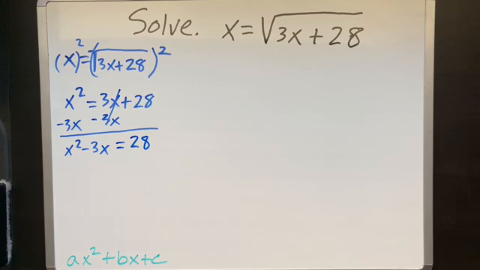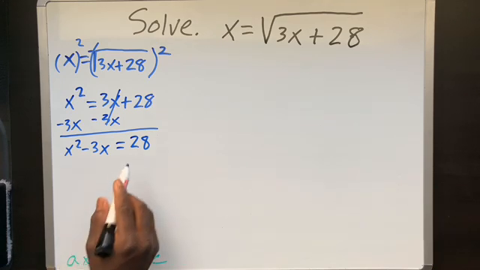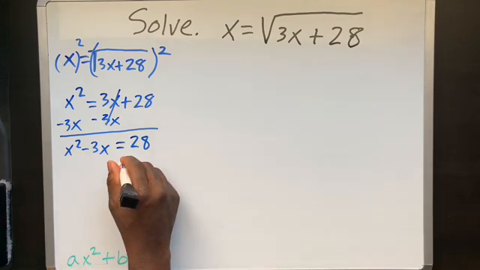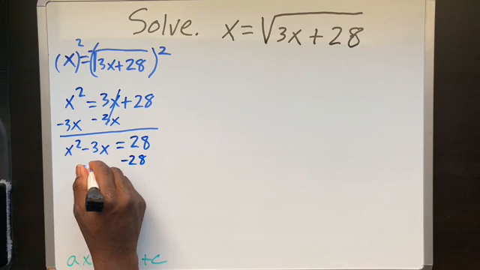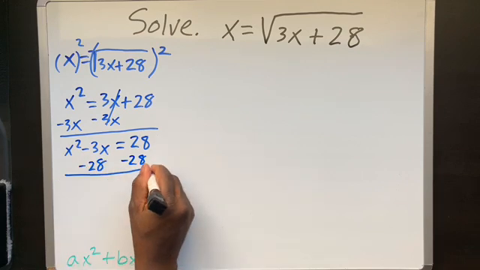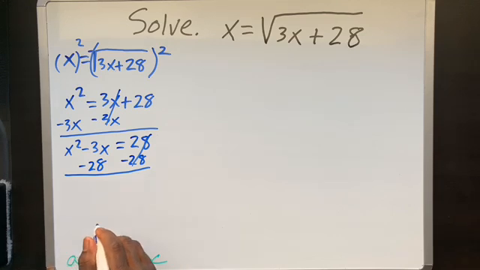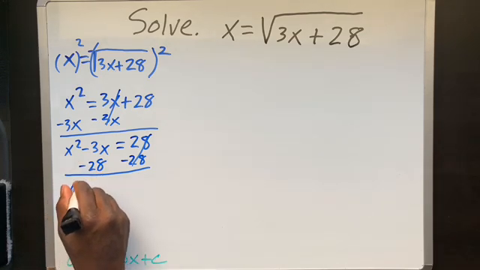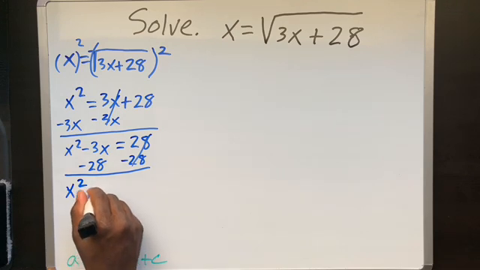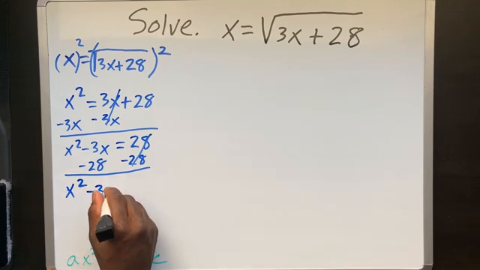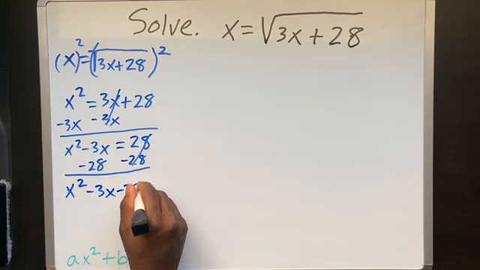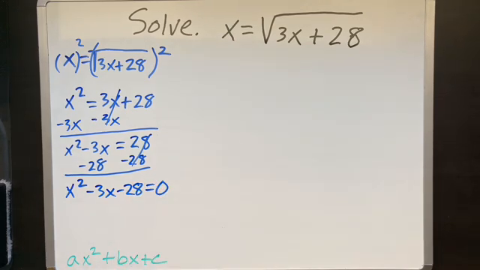Almost there. Let's get rid of the 28. So let's subtract 28 from both sides of the equation. That crosses out. And we get x squared minus 3 times x minus 28, and that is equal to 0. This is great. You may have solved an equation like this before.